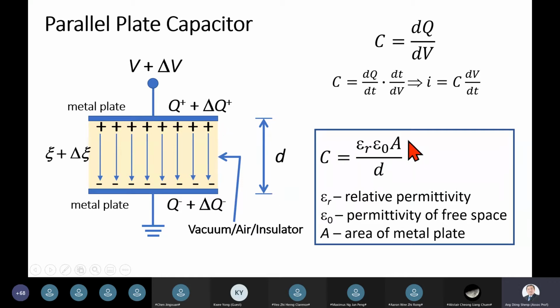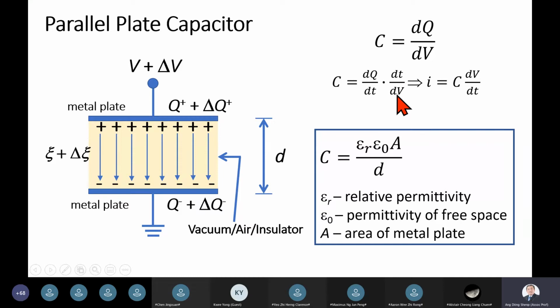So next, I will try to derive this expression. Now, before that, just a point here for you to take note. Since capacitance is defined as dQ over dV, if we invoke the product rule, we can express dQ over dV as dQ over dt times dt over dV. Now, as you know, dQ over dt is actually current. Current is defined as the rate of change of charge with respect to time.